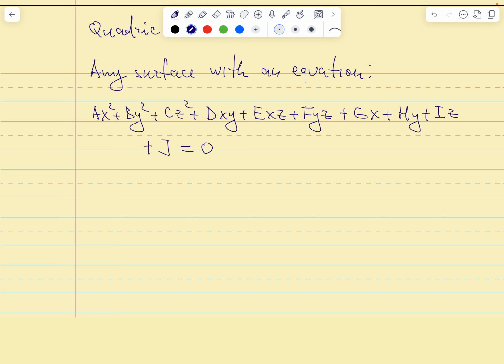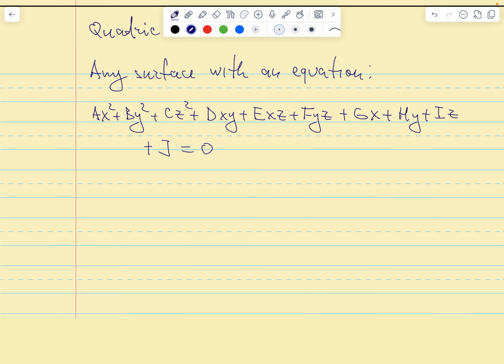Instead of doing the full classification here, what I'm going to try to do today is simply to sketch a few examples and give them names, and just give you an idea of how to sketch these quadric surfaces, even if you don't know how to classify them. So we're just going to do a bunch of different examples. But before I do these examples, let me just remind you of a couple of things.